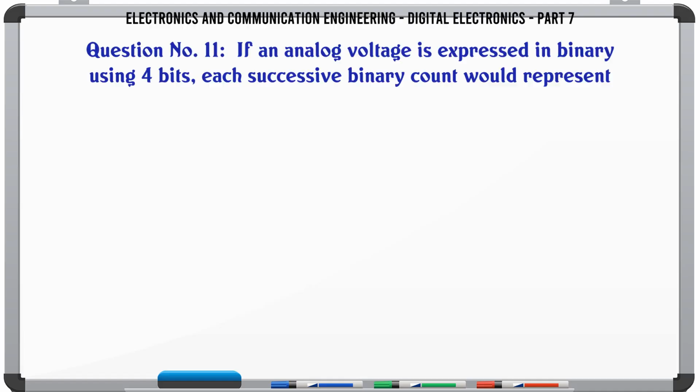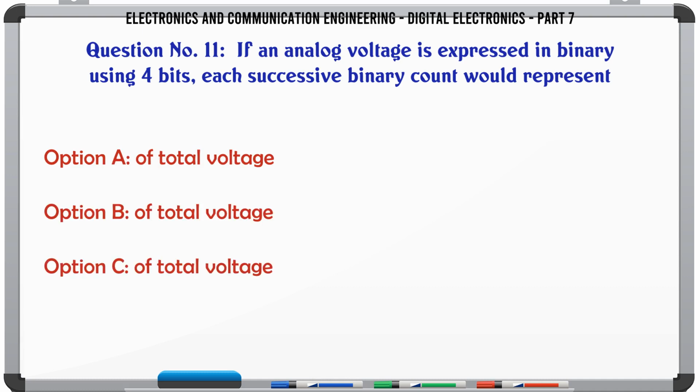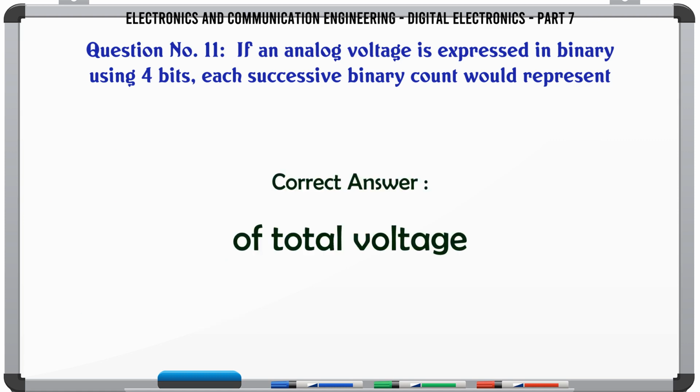If an analog voltage is expressed in binary using 4 bits, each successive binary count would represent: A. a fraction of total voltage, B. a fraction of total voltage, C. a fraction of total voltage, D. a fraction of total voltage. The correct answer is the corresponding fraction of total voltage.